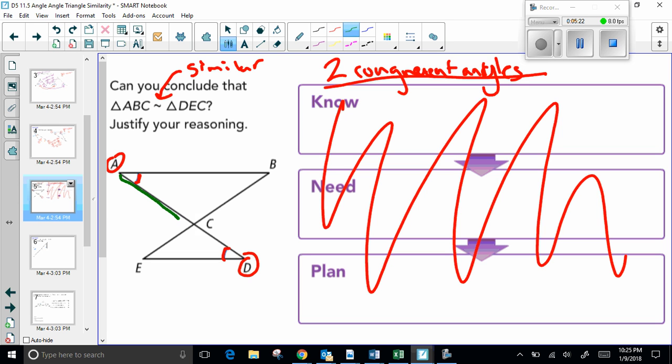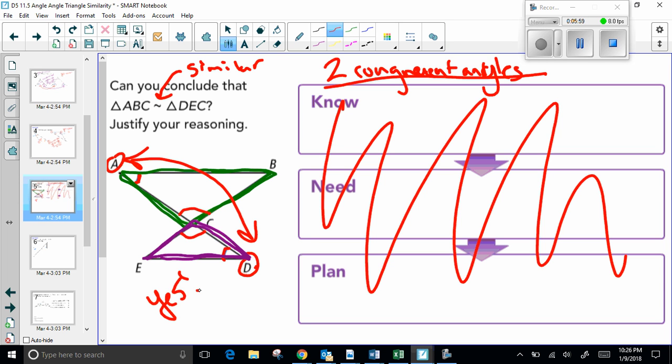I'm going to highlight this triangle in green, and I'm going to highlight this other triangle in purple. They're oriented differently. We can't really tell just by looking at them that they're similar, but I am going to point out I've got a vertical angle here. Vertical angles across from each other made by two intersecting lines are congruent. So, ta-da! I've got a set of congruent angles here, a set of congruent angles here. So, the answer is yes.